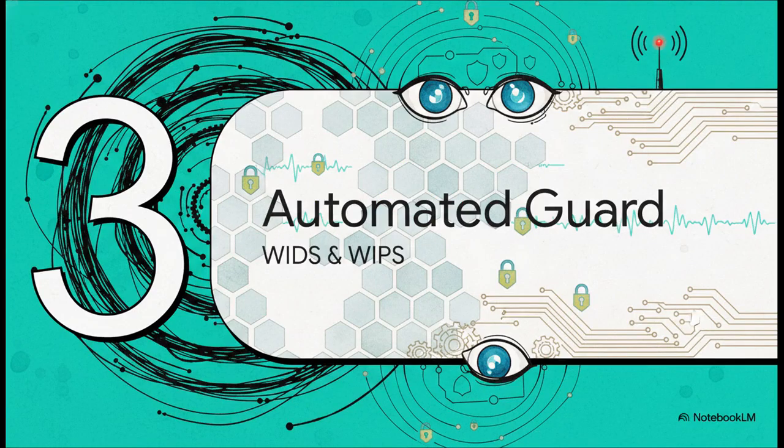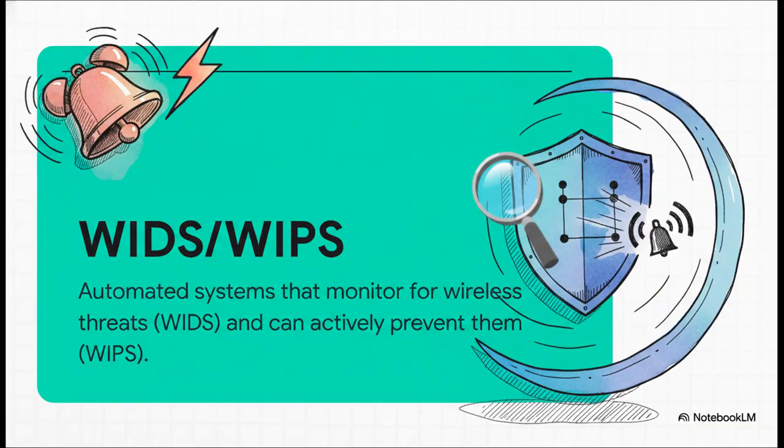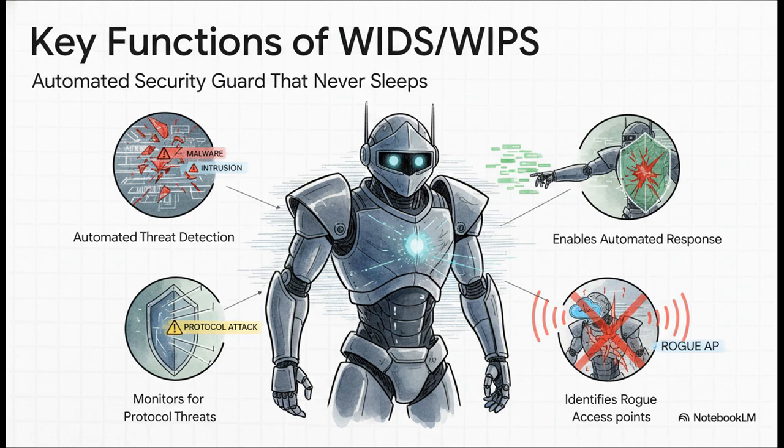Okay, next up is the tech that acts as your vigilant 24/7 automated guard for your wireless network. This is really your first line of digital defense. You know, these systems have a really fascinating dual personality. First, you have the WIDS, the detection system. That's your alarm. It sees something suspicious and screams, "Hey, we've got a problem." Then you have the WIPS, the prevention system. That's the muscle. It can actually step in and block the threat, like kicking a malicious device right off your network.